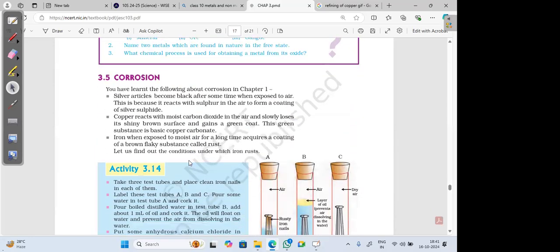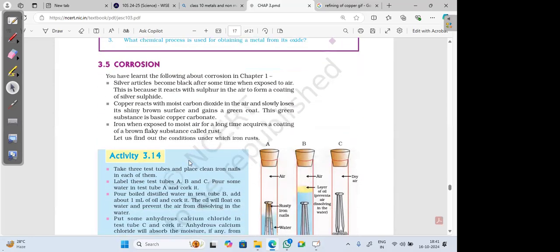Now, the last topic here, corrosion. Corrosion is the process of slow oxidation of metals. Slow oxidation of metals when exposed to air is called corrosion. It makes the metal lose its luster. The metal starts losing its luster. Sometimes we also start losing the metal.